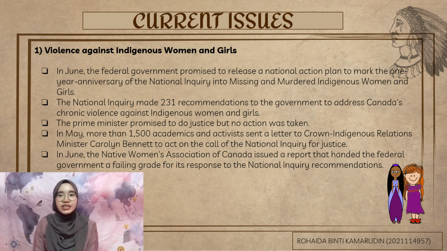At that time, the national inquiry made 231 recommendations to the government to address Canada's chronic violence against indigenous women and girls. So, the Prime Minister promised to do justice, but no action was taken. Then, in May, more than 1,500 academics and activists sent a letter to Crown Indigenous Relations Minister Carolyn Bennett to act on the call of the National Inquiry for Justice. Lastly, in June, the Native Women's Association of Canada issued a report that handed the federal government a failing grade for its response to the National Inquiry recommendations.